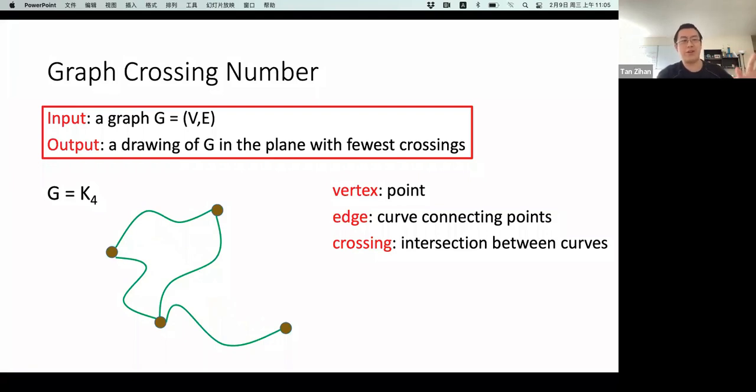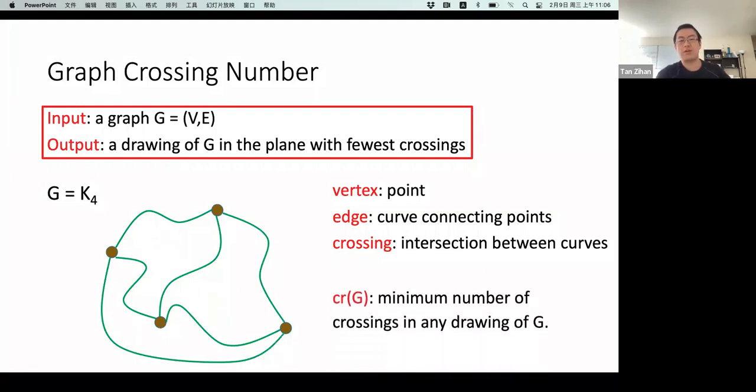K4 we know is a planar graph. So if we draw it differently like this, then we do get a drawing of K4 into the plane with no crossing. The crossing number of a graph is simply defined to be the minimum number of crossings in any drawing of G, and the goal is to compute the number and also a drawing achieving this number or approximately achieving this number. This is the graph crossing number problem.